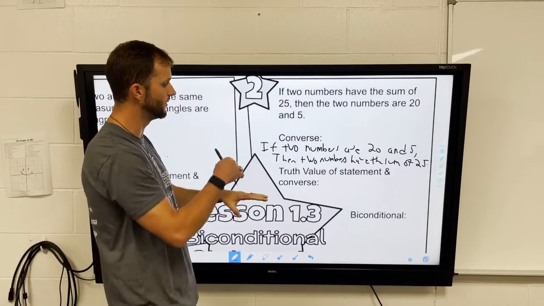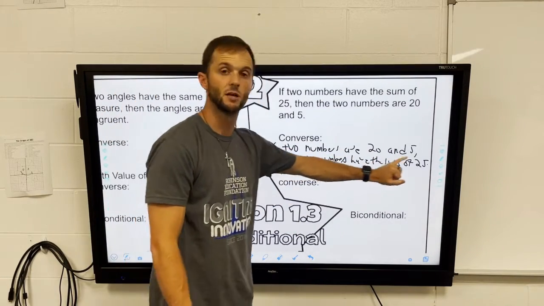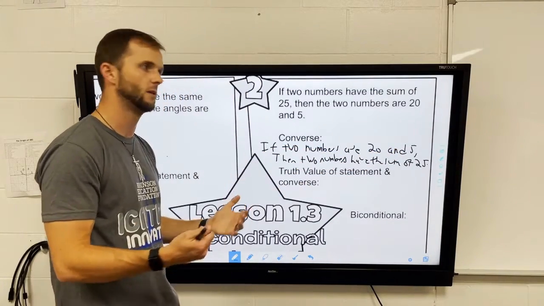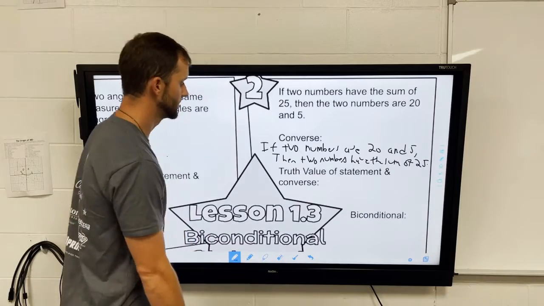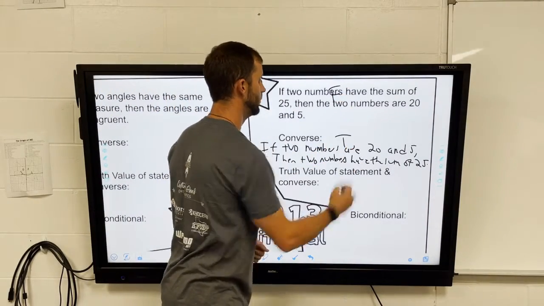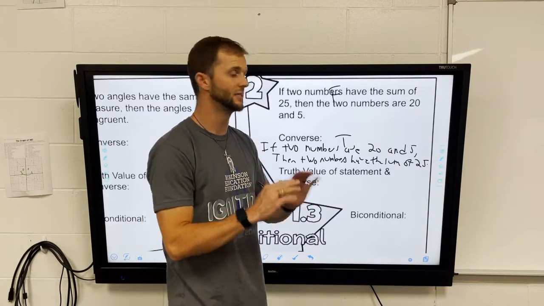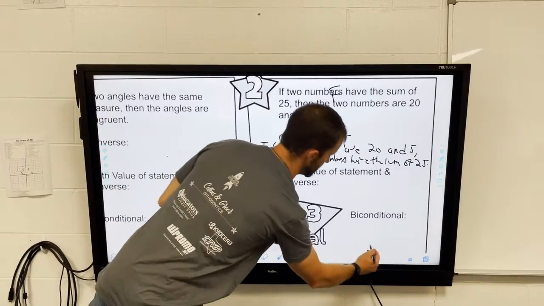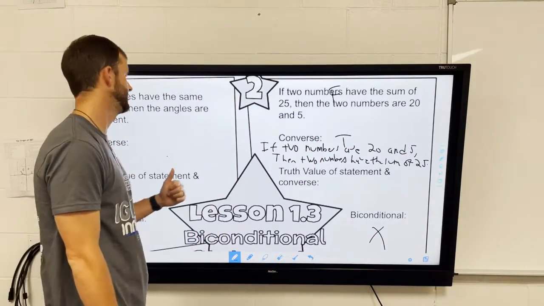But if I do the converse, if two numbers are 20 and 5, then the two numbers have the sum of 25. If I actually add those together, it would be 25, and that's not something that you can change. So that's going to be true on the converse. Since this is false and this is true, I cannot write a biconditional on that. So this is not a biconditional statement, so I do not even need to worry about the biconditional. Okay? All right, let's jump to example number 3.